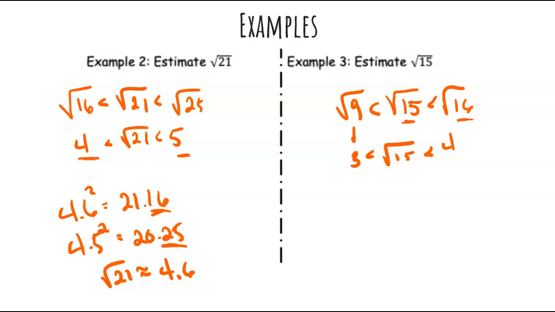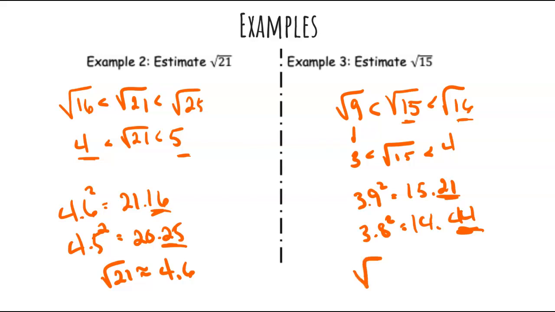I'm going to do 3.9 times 3.9, or 3.9 squared, which is 15.21. A little bit larger than 15, so I'm going to go a little bit smaller. I'll do 3.8 squared and see which one is closer. So you do 3.8 multiplied by 3.8, and you get 14.44. This is 0.56 away from 15. The other is 0.21 away from 15, so that's slightly closer. So we say the square root of 15 is approximately 3.9.